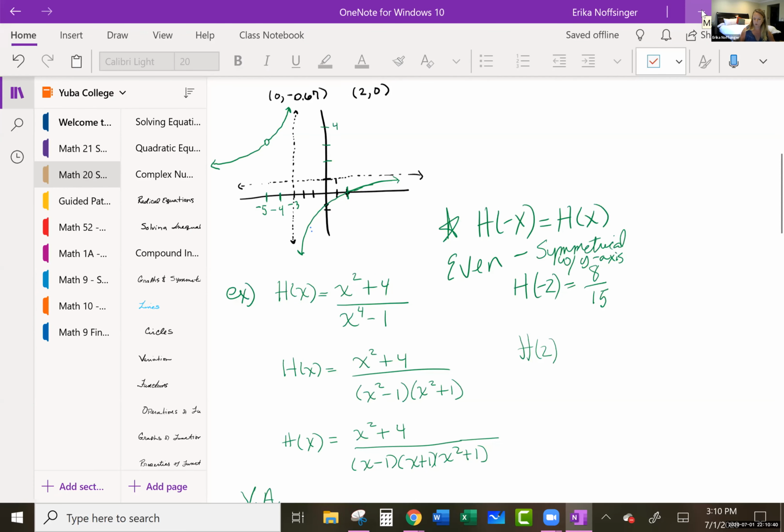So I found one function, there's two examples in your book, where the degree of the numerator is larger than the degree of the denominator. So let's look at one of those.